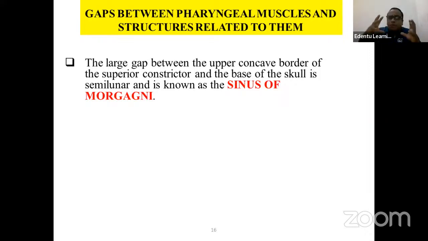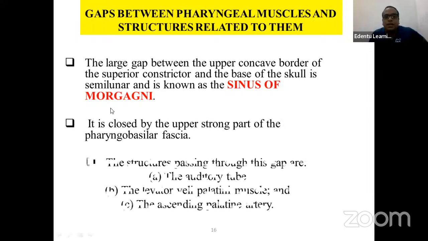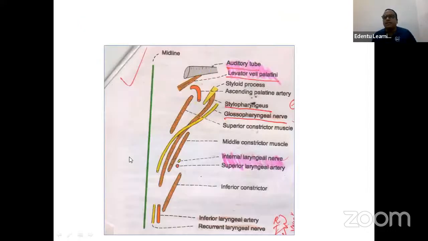The large gap between the superior constrictor muscle and the base of the skull is called the sinus of Morgagni. It's a very important short answer. In that sinus of Morgagni, there will be the pharyngobasilar fascia. In your books, in diagrams, it will be green in color. The structures passing are ALA: auditory tube, levator veli palatini, ascending pharyngeal artery. I have explained that. This diagram, you should print it in your brain.